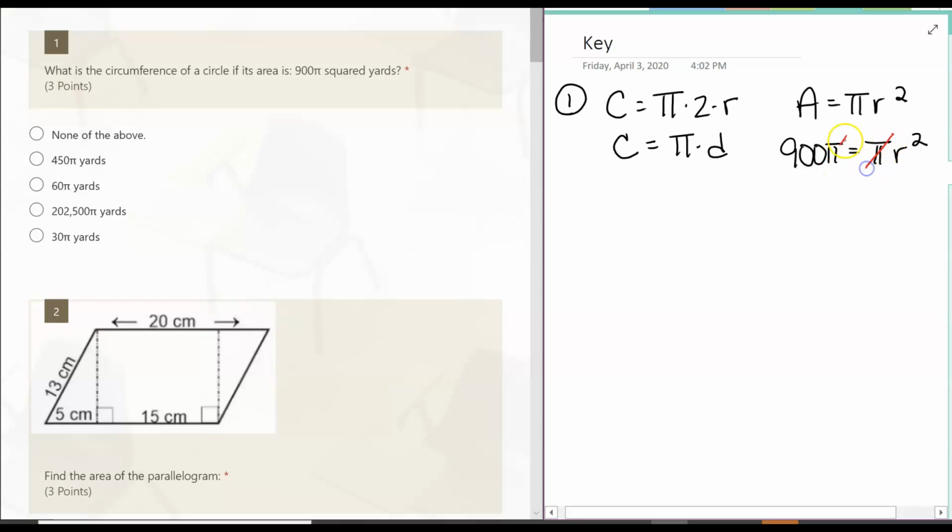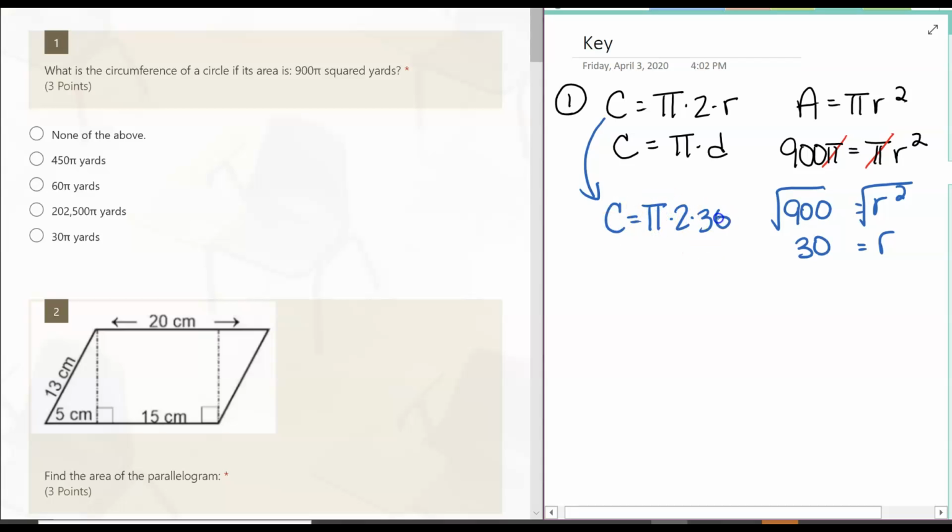The pi's can divide out on both sides. I can take the square root of r squared. I can also take the square root of 900. That would get me a radius of 30. If I have a radius of 30, it means I'm going to have a circumference of pi times 2 times 30, which gets me 60 pi yards. Okay, hopefully we're good on number one.